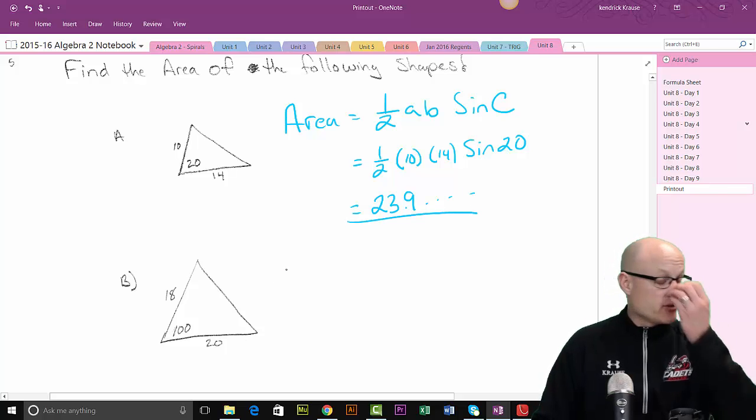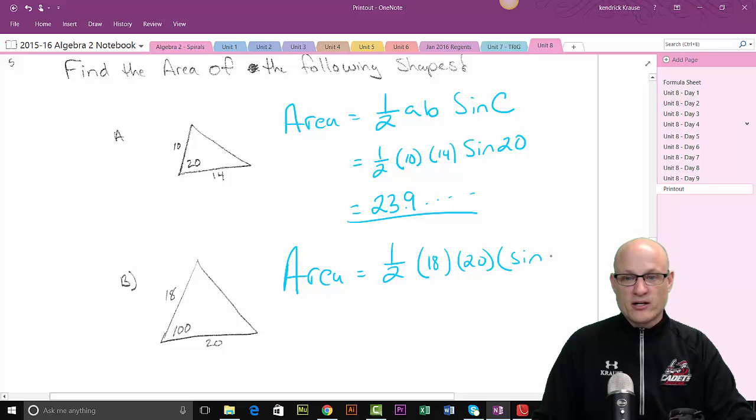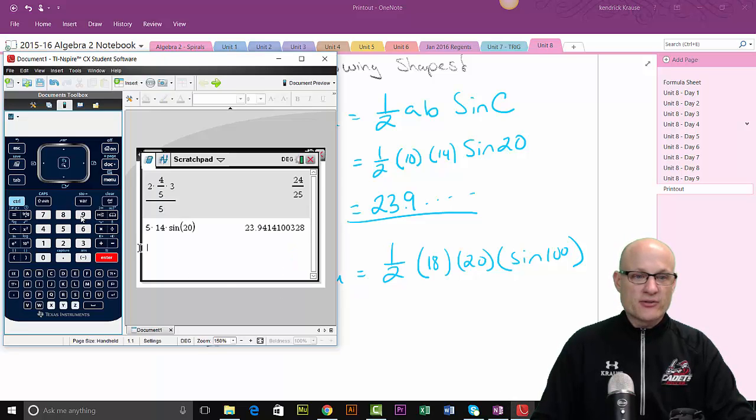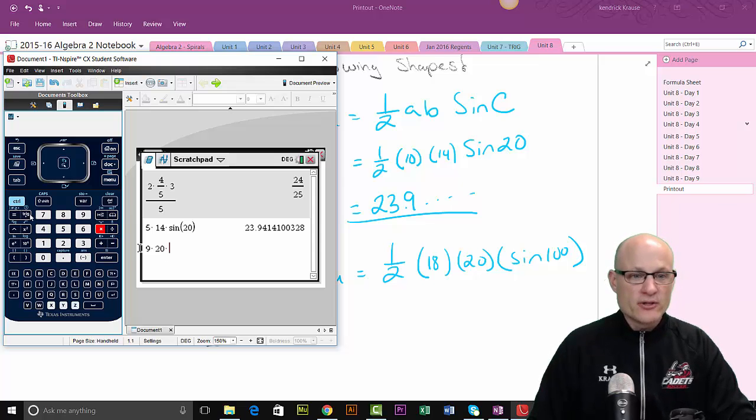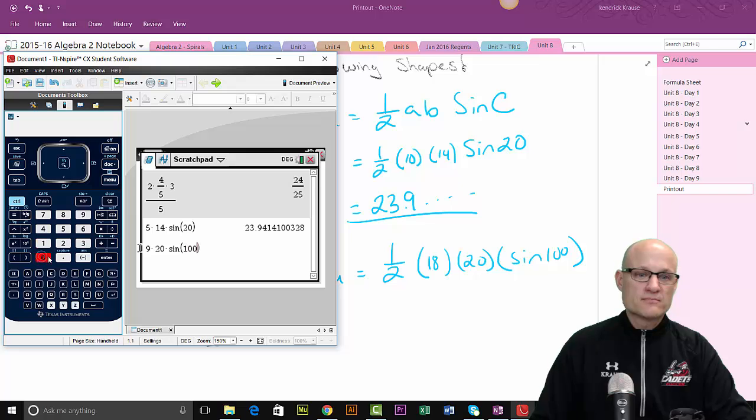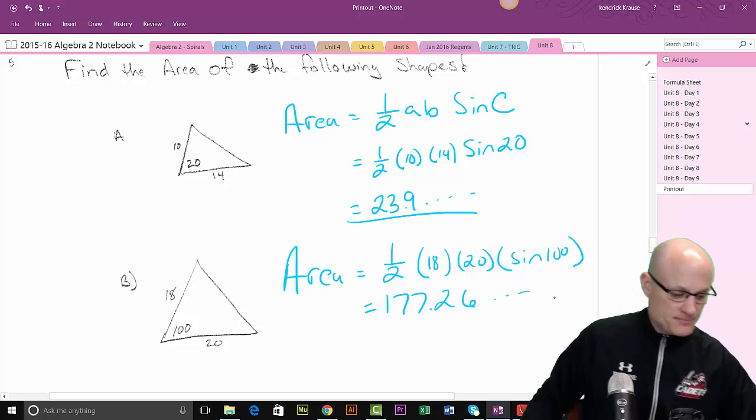So again, pause it, see if you can do this one on your own, see if you can come up with it, round it to the tens place. Area equals 1/2, should have paused it already, 18 times 20 times the sine of 100. So half of 18 is 9, so 9 times 20 times the sine of 100. Enter. 177.26. Did you get that? Pause it. Did you get that? 177.26, dot, dot, dot. Moving.